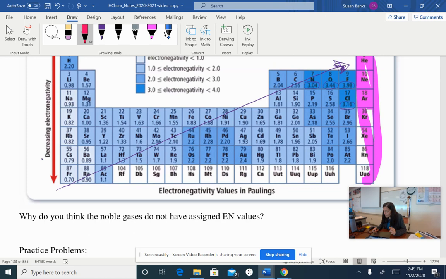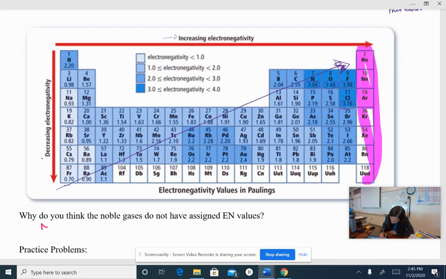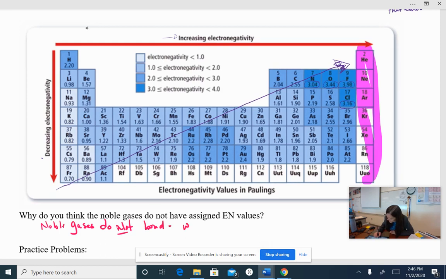Now remember, one of the definitions that I said is we are sharing electrons in a bond. Do the noble gases bond? No, they don't. So because the noble gases do not bond, we don't have electronegativity values, because we can't see what their relative strengths are in a bond because they don't interact, they don't react. So let's look at some practice problems here.